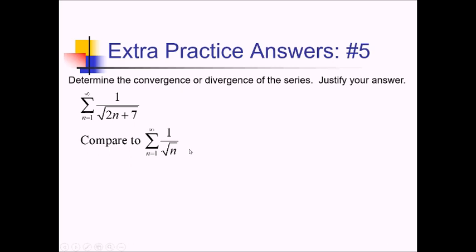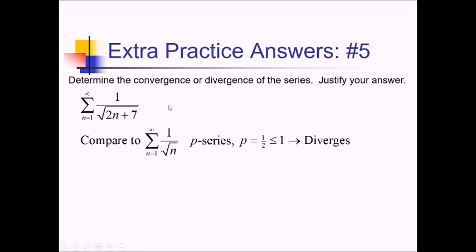Now, 1 over radical n, that's going to be a p-series with a p-value of 1/2. Since that's less than or equal to 1, we know that this p-series here is going to diverge by the p-series test. So that means that this original series, which is going to behave pretty similarly to this because it's got the same power, this original series probably also diverges. We just need to prove it.